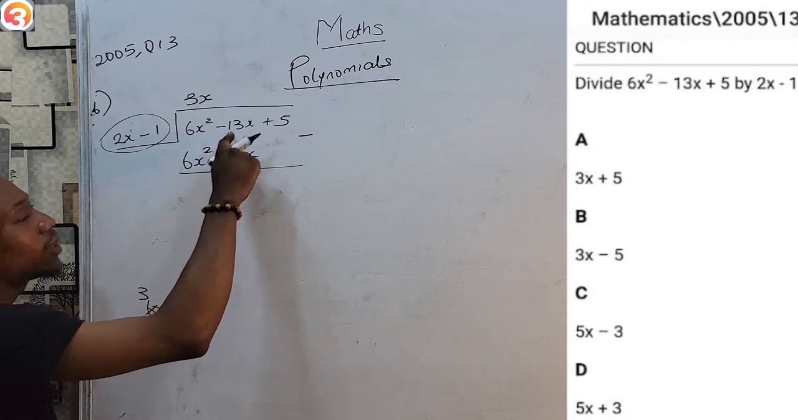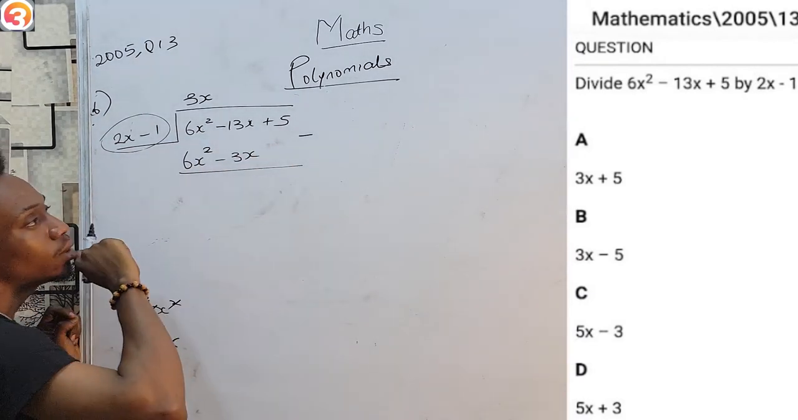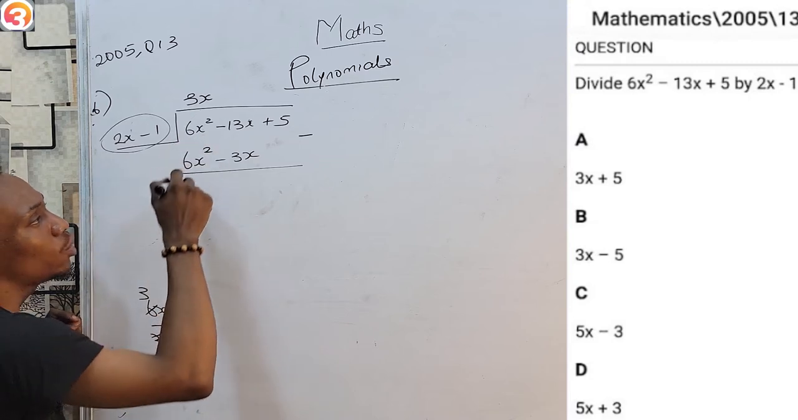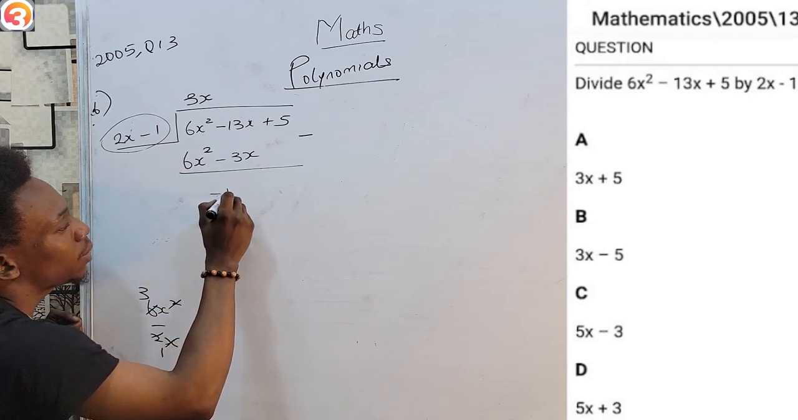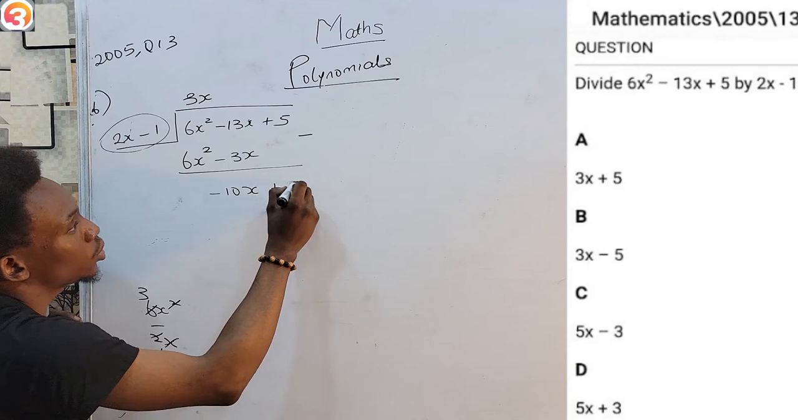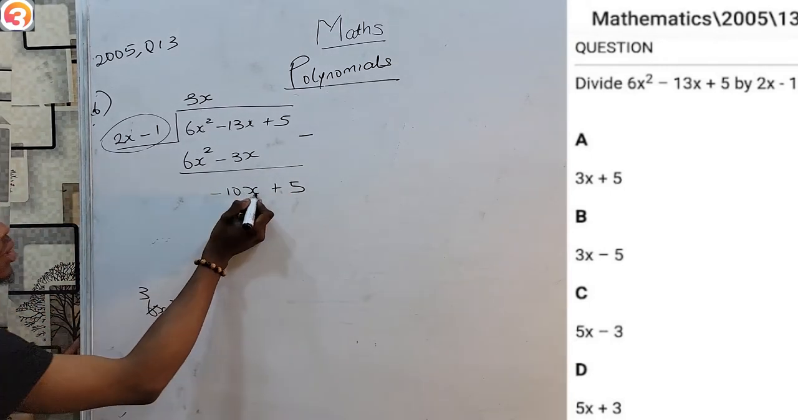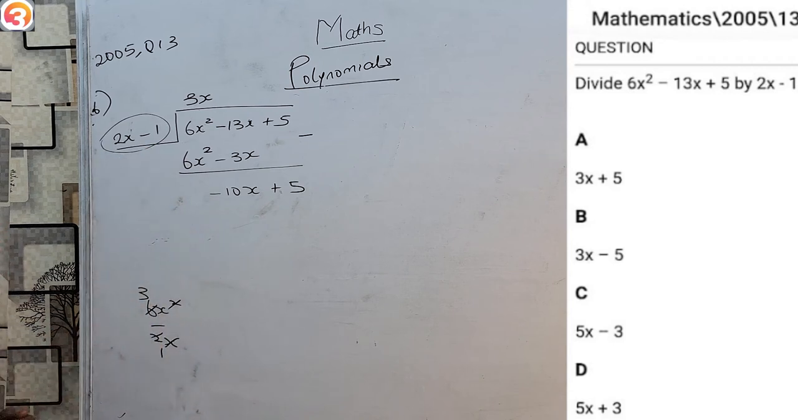Next, minus 13x minus minus 3x. Minus times minus is plus. Minus 13x minus 3x is minus 10x plus 5. Now, again, test your powers. This is x, this is x. They are equal. So, yes, again, they can divide.